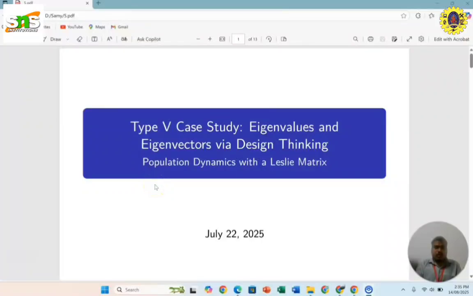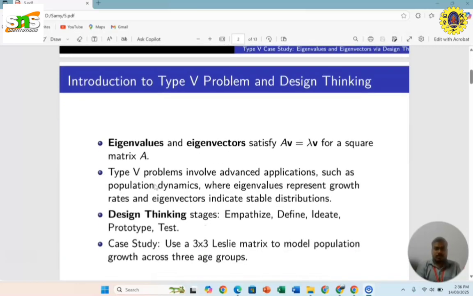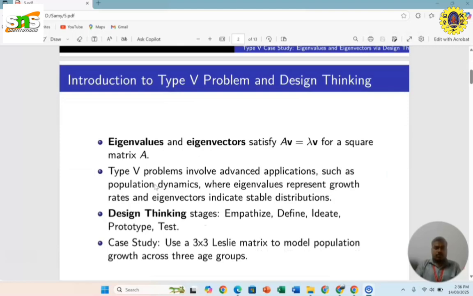Hello everyone. Today we are going to start our session with a case study on the application of eigenvalues and eigenvectors. The case study is eigenvalues and eigenvectors via design thinking, that is, a population model with the Leslie matrix. We are introducing the type 5 problem and design thinking.